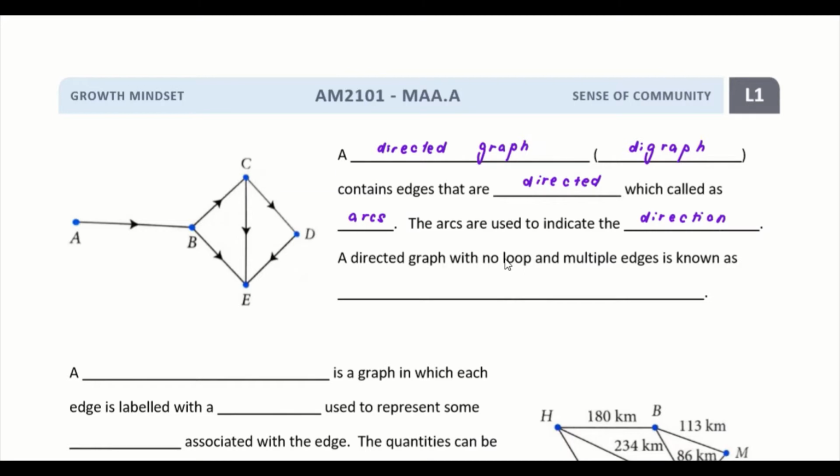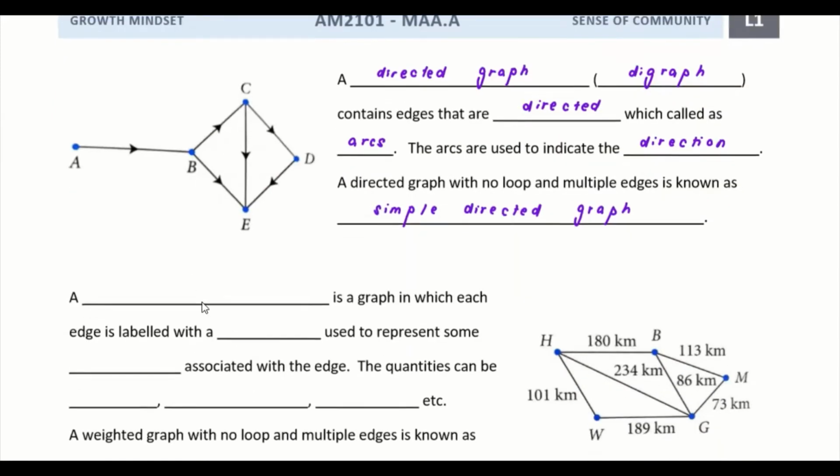So a directed graph with no loop and multiple edges, for example this one, is called a simple directed graph. I hope you will be able to relate it to what we said about the first type of graph. If we only mention simple graph, it is simple in the sense that you cannot have direction. If you have direction and you have no loop and multiple edges, you can call it a simple directed graph. But it's not a simple graph because this is directed.